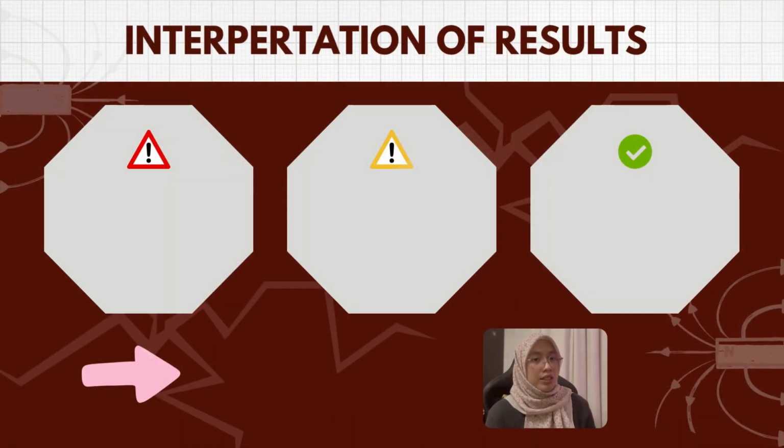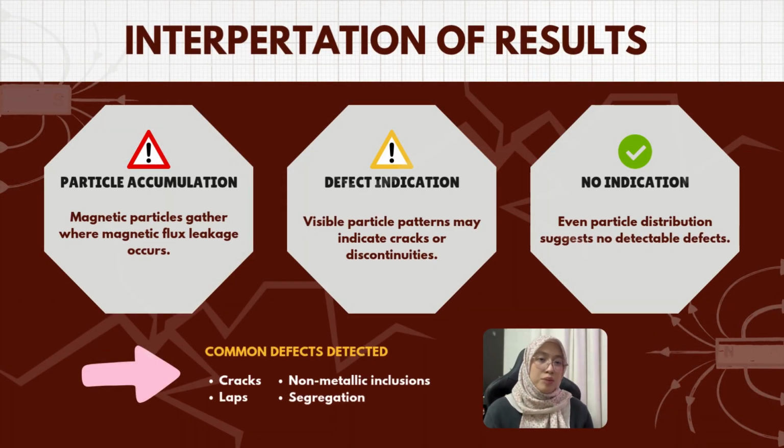So let's look at the results. There are three most common results that can happen. The first one is particle accumulation. This is where the magnetic particles gather around where magnetic flux leakage occurs, and the common defects detected are cracks, laps, non-metallic inclusions, and segregations.